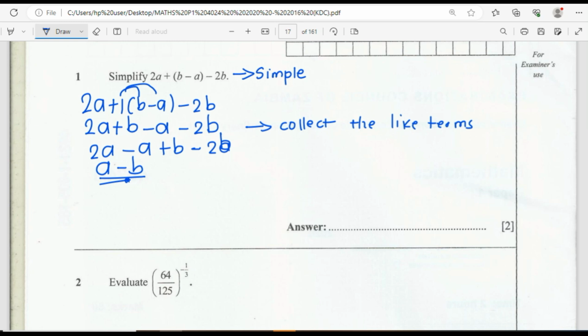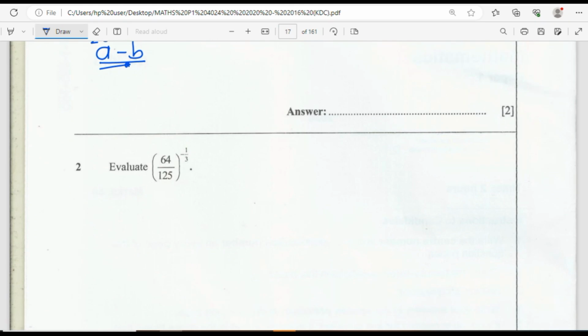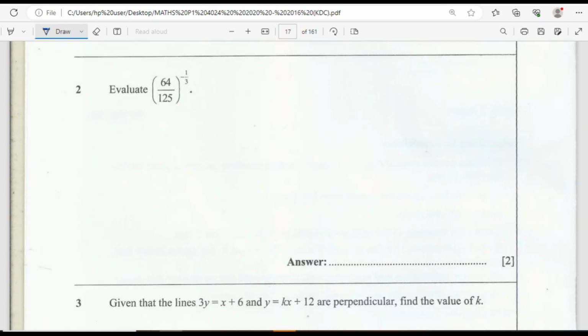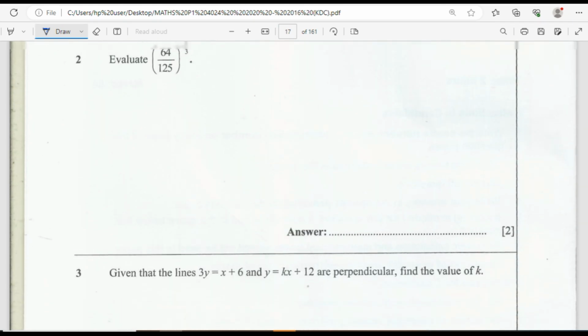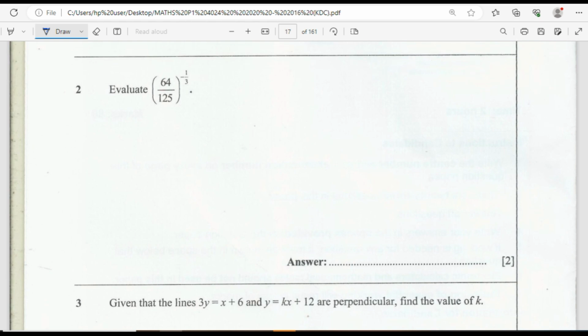Now let's look at the second question. So the second question, we can see that we are dealing with a question of indices where we have a fraction raised to another fraction. Now the other thing, we can see that the power is negative. So how do we deal with the negative? If we want, we can evaluate this problem by first ignoring the negative, then we come back to the negative. Or if we want, we can just look at this at once.